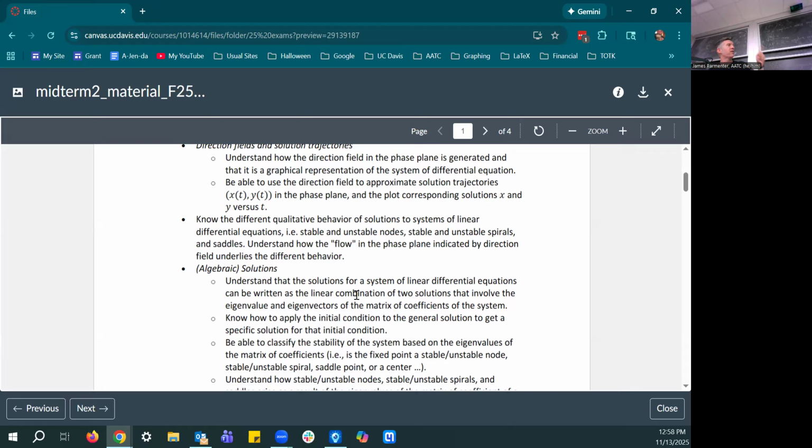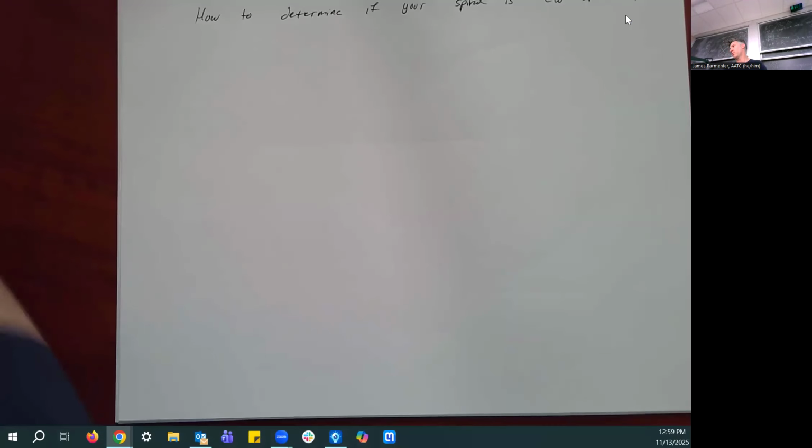But here's one thing I do think he could probably ask. After you've determined something is a stable or an unstable spiral, I could imagine him asking you about the direction your spiral is turning, whether it's clockwise or counterclockwise. So let's talk about that for a second. How to determine if your spiral is clockwise or counterclockwise. Well, oh, sorry, you can't see that. Sorry. There we go. Cool.